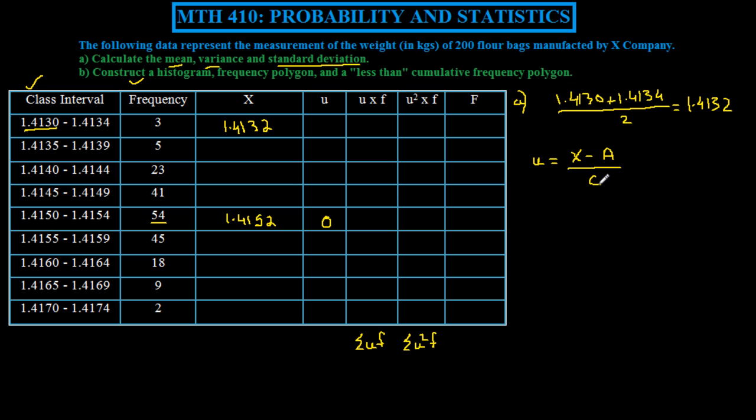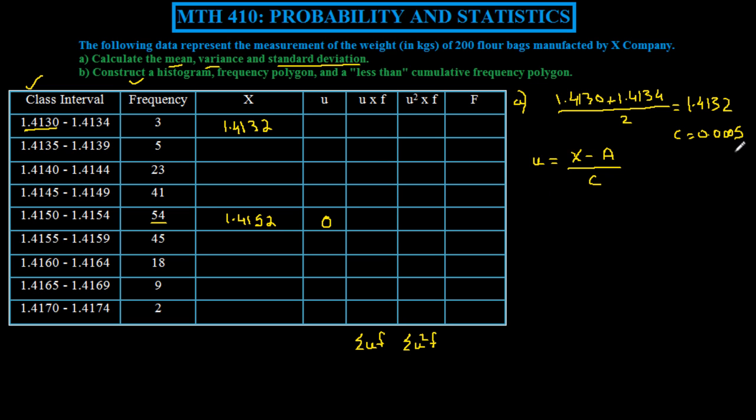If we want to find the value of u for this class interval, we're going to do x minus a over c. The c is the width: 1.4135 minus 1.4130. Not the width between this number and this number, but the width between this number and the next number that starts the next interval. So in this case, the c value is equal to 0.0005.